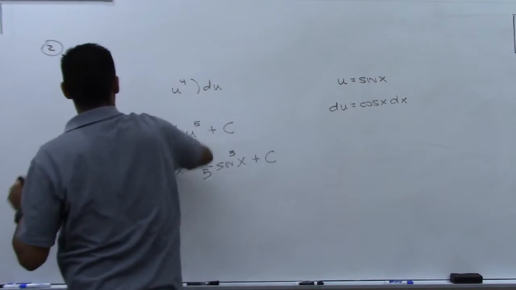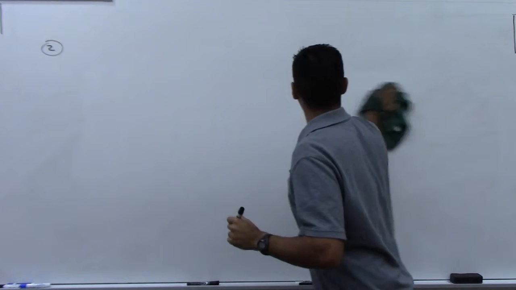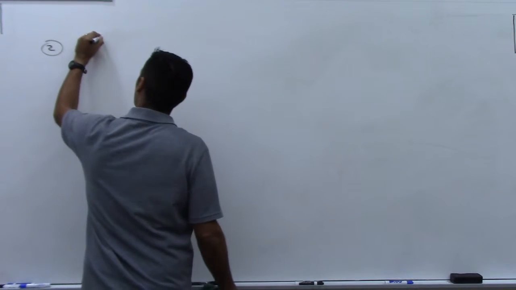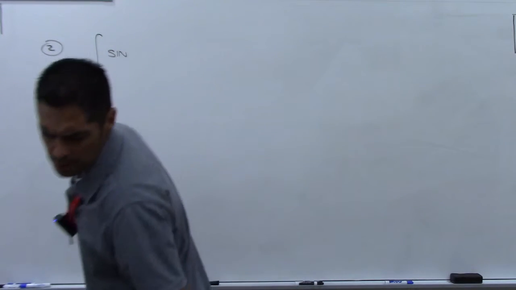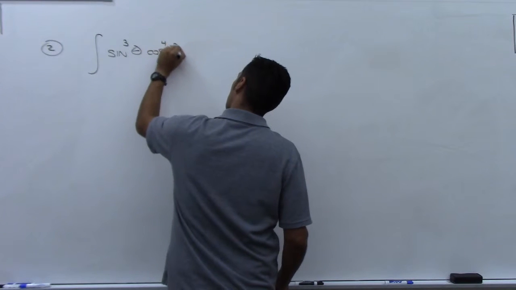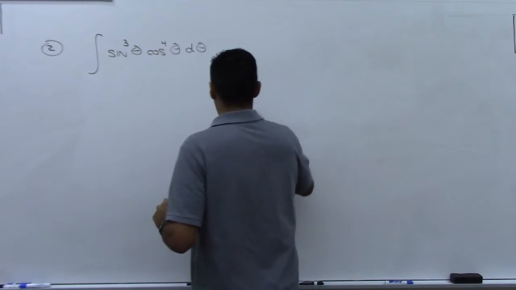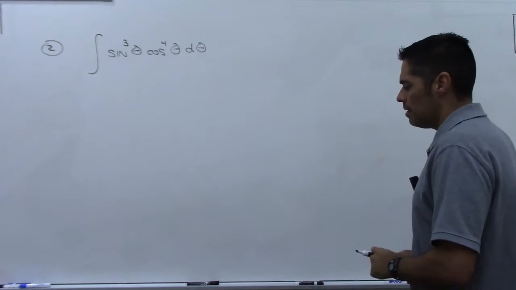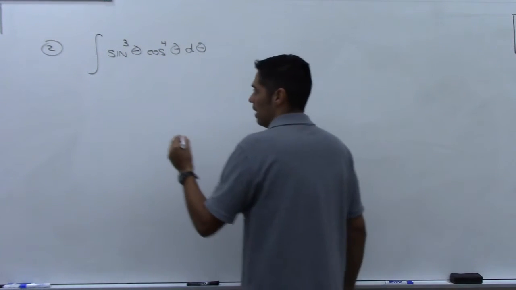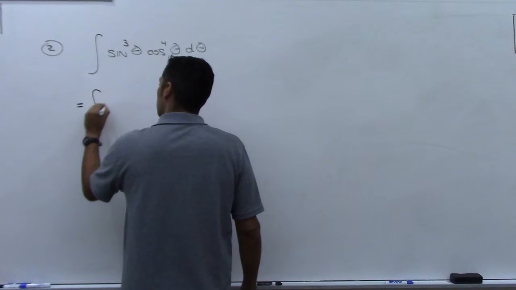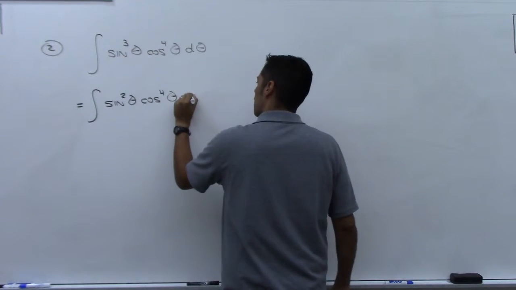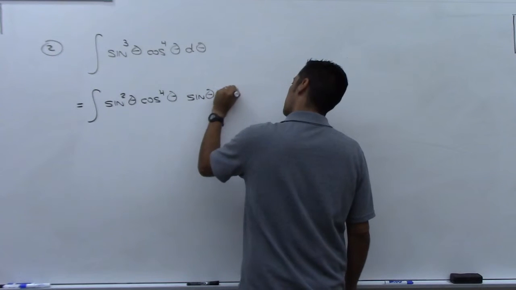Now I'm going to do number 2. We have sine to the 3rd theta times cosine to the 4th theta d theta. This time the sine is the thing being raised to the odd power because it's being cubed, so I will factor out a single factor of sine instead. So this can become sine squared theta cosine to the 4th theta, and the factored-out sine, sine theta d theta.